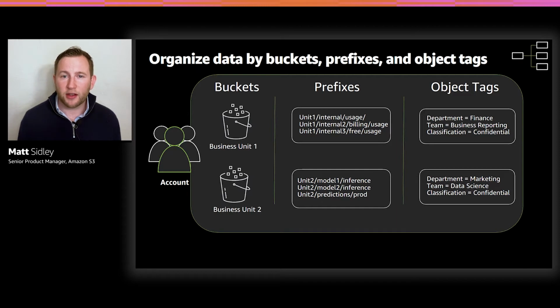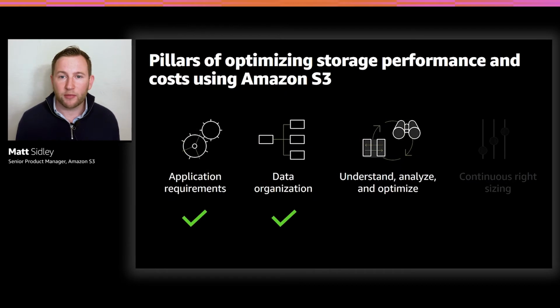Once we organize our data in the right way, we can do things more easily like apply fine-grained access controls and permissions across different departments, teams, or even users. We can apply lifecycle management rules to transition or expire data for specific prefix or object tag-based filters. Or we can use tools and services like CloudWatch Metrics, which allows you to look at specific prefix or buckets and look at your operational metrics. We strongly recommend that you organize your data from day one because that helps us do our next step, which is to understand, analyze, and optimize your storage.